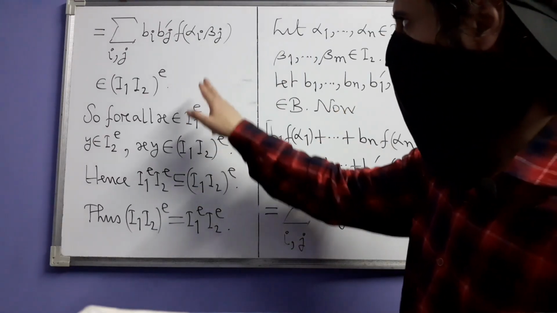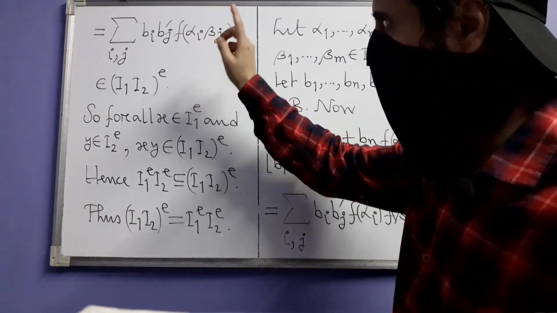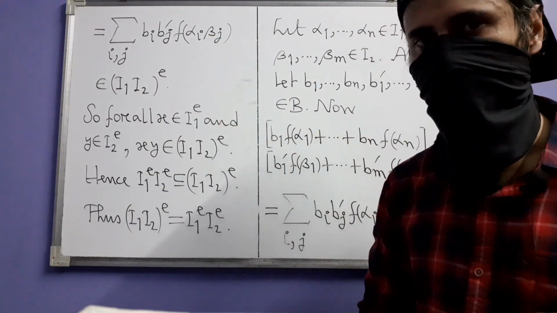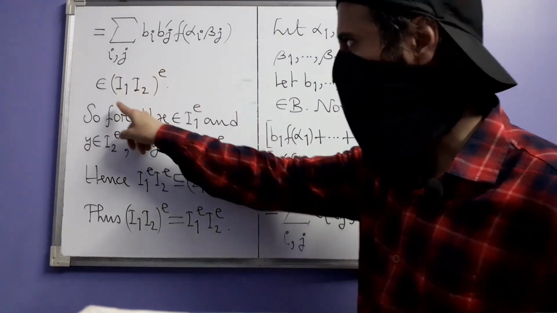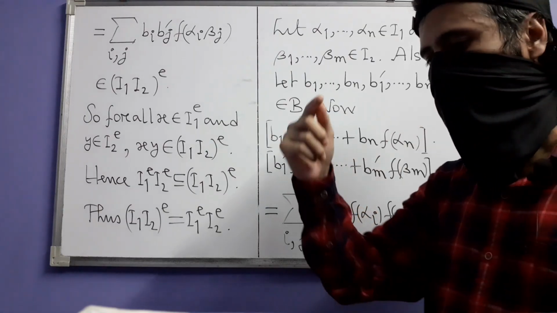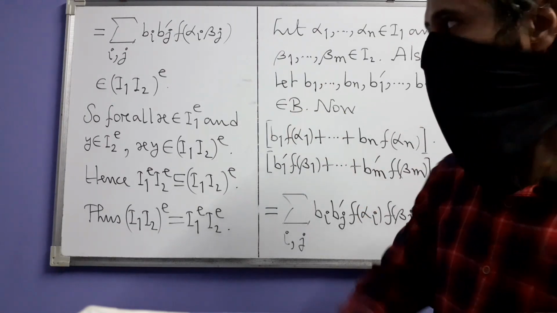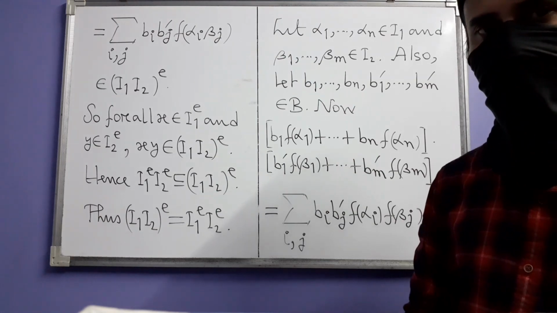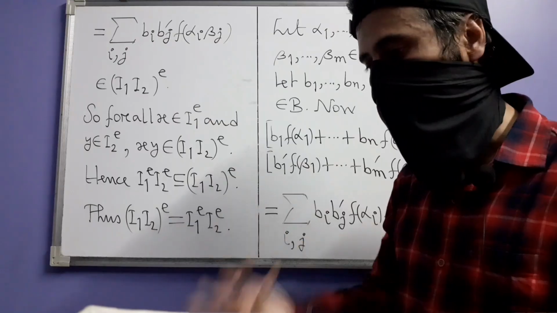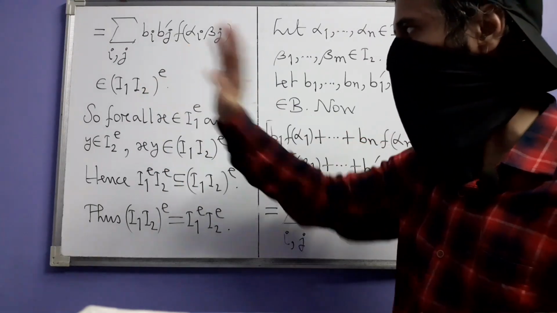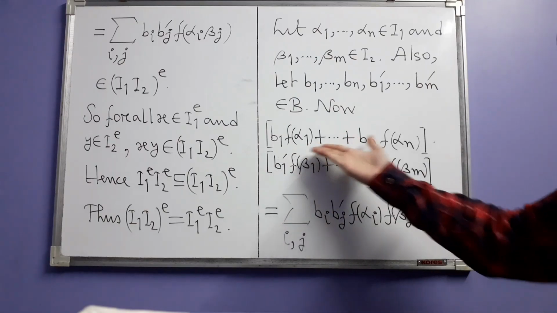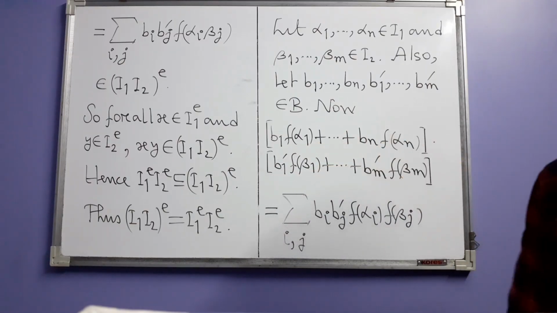Okay. So that means each such alpha i beta j is an element of I1, I2. And what is the extension of I1, I2? That is the smallest ideal containing the F image of I1, I2. But this is one such F image. And this is how elements in this extension look. And that is why this belongs to this extension. Okay. Now let us go back to this product.